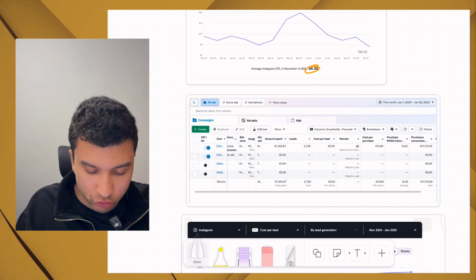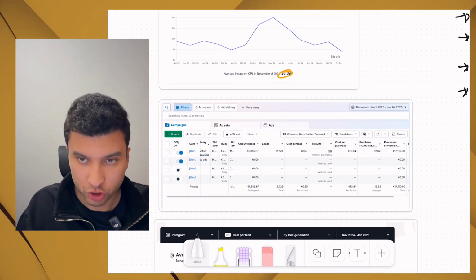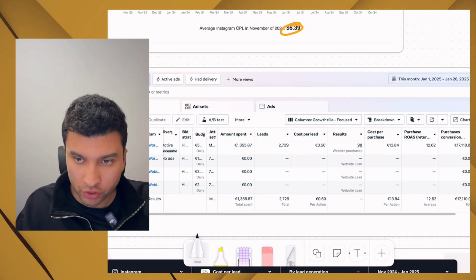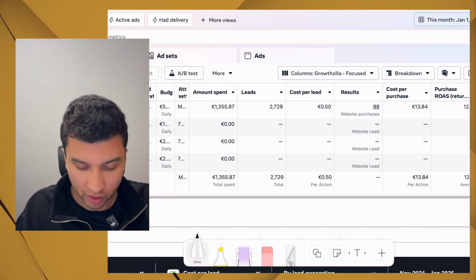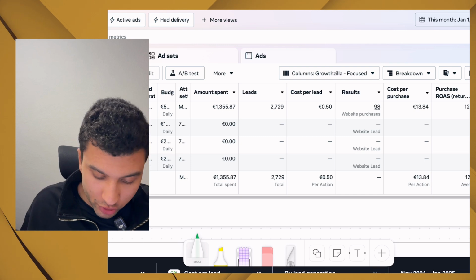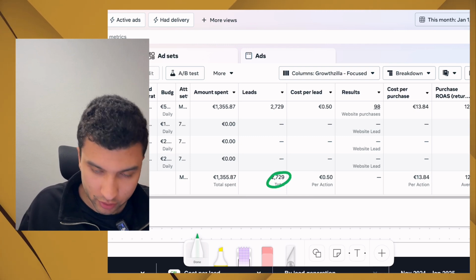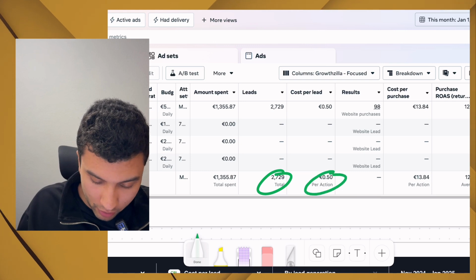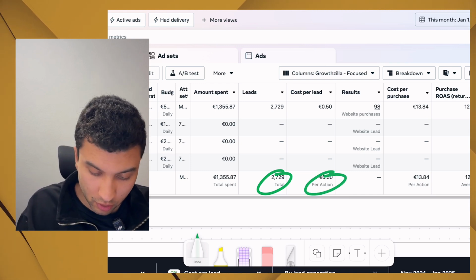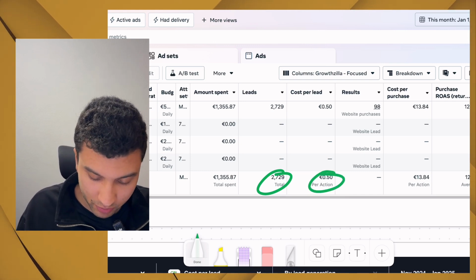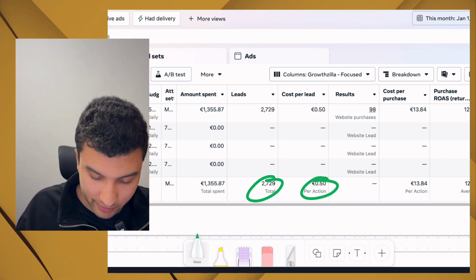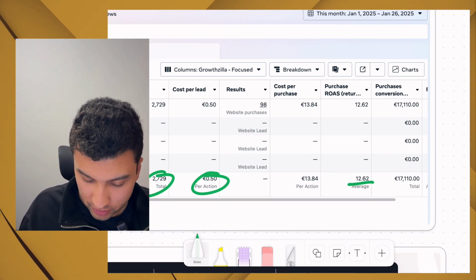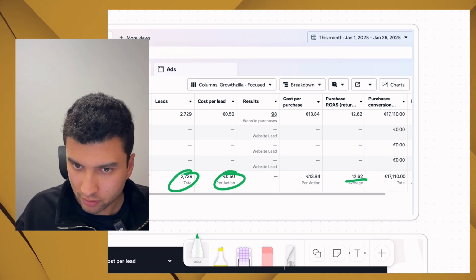Now, if you'd like to know more about this, I actually have another video which is going to be about how to generate cheap leads on Facebook. So this is an example here in January 2025 where we're generating over 2,729 leads at about 50 cents per lead, which is crazy. It's a crazy amount, and these aren't really bad leads. So if you look here at the return, it's actually giving us a ROAS of 12.6 this month.